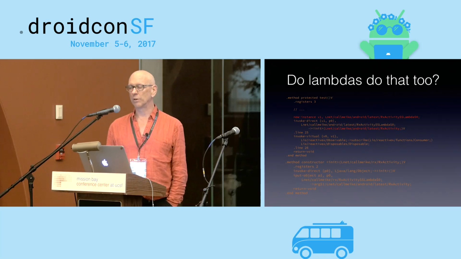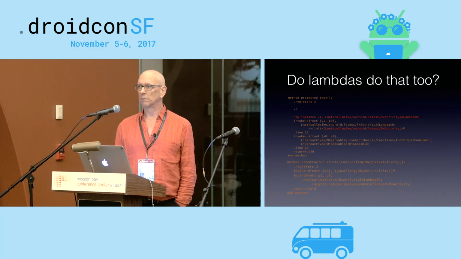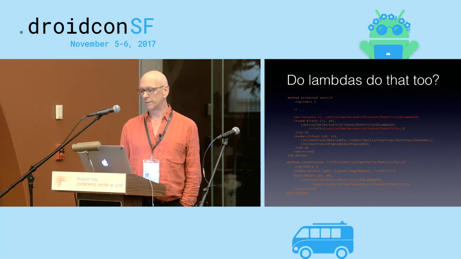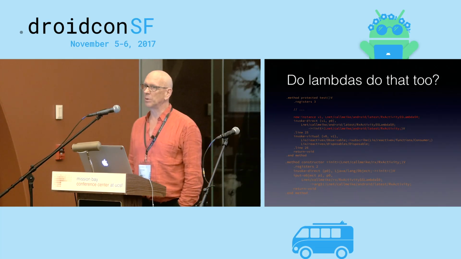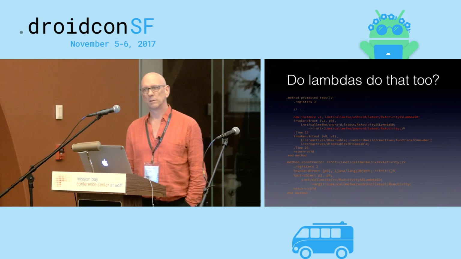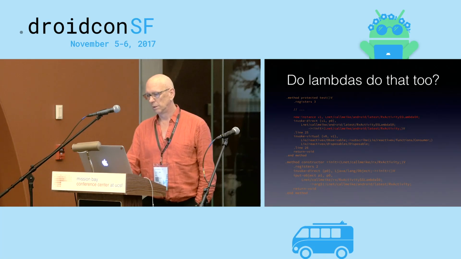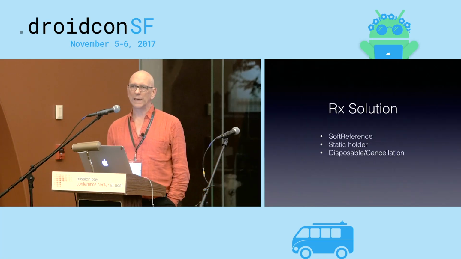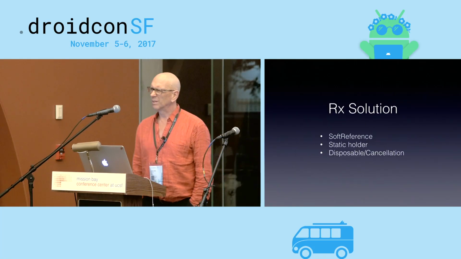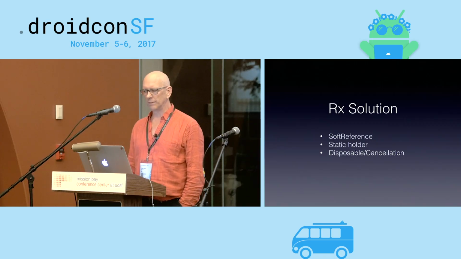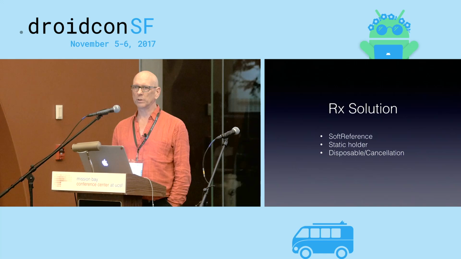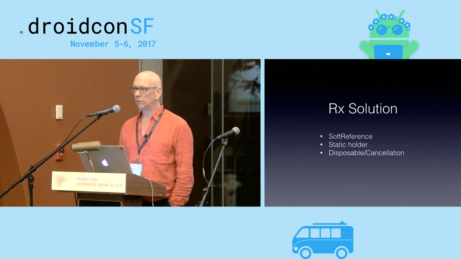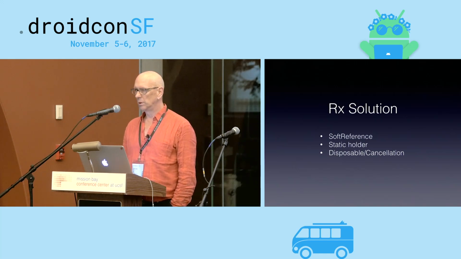They all contain references to their containing context. And so they have exactly the same problem that the async task has. Right? What solutions do we have? Pretty much the same ones that we had with async tasks. Soft references, some kind of static holder class, and disposable and cancellation.